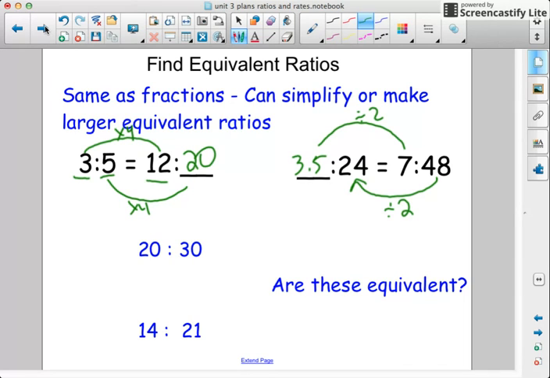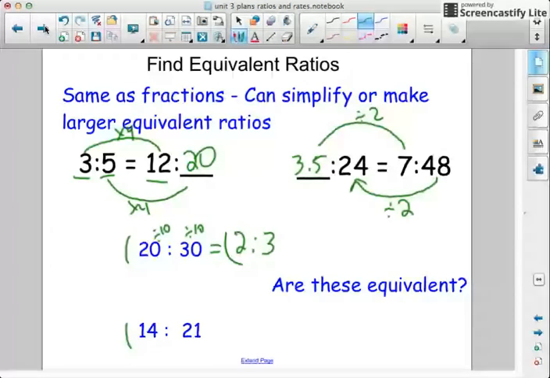We could ask you, are these two ratios equivalent? Well, there isn't one easy step anyway to get from one to the other. But what you could always try to do is simplify the ratio. So 20 over 30, I could divide both by 10. I would get 2 to 3. That is the same ratio.